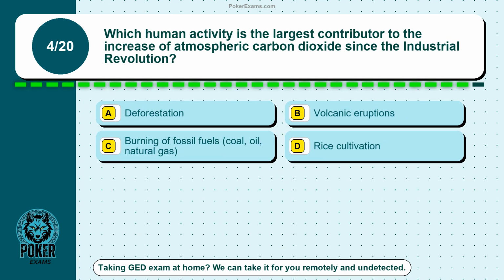Question 4. Which human activity is the largest contributor to the increase of atmospheric carbon dioxide since the Industrial Revolution? Option A, deforestation. Option B, volcanic eruptions. Option C, burning of fossil fuels, coal, oil, natural gas. Option D, rice cultivation.